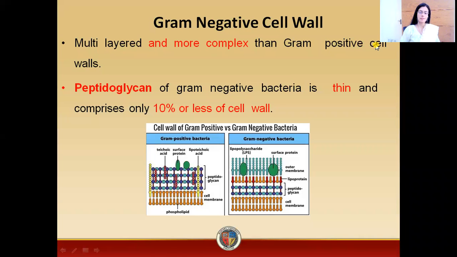Now students, in this lecture we are going to have a discussion on the cell wall of gram-negative bacteria. The cell wall of gram-negative bacteria is more complex as compared to that of gram-positive bacteria. There is only 10% of peptidoglycan present in the cell wall of gram-negative bacteria, as represented in the figure. This peptidoglycan content is less as compared to that of gram-positive bacteria.